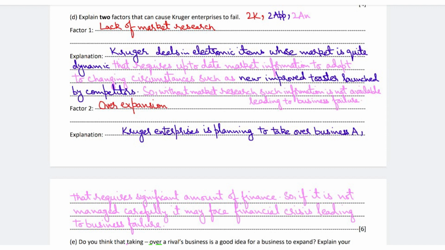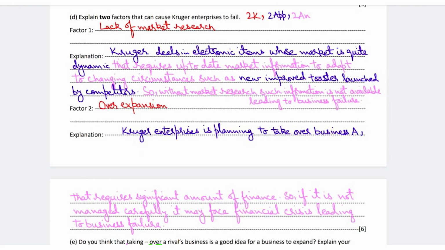Now analysis: that requires up-to-date market information. So I am now explaining it. I'm into analysis, I'm making an argument. That requires up-to-date market information to adapt to changing circumstances, because the market is dynamic. So you need first-hand knowledge about what is happening in the market, what customers desire, what competitors are doing or planning, to adapt to changing circumstances such as a new improved toaster launched by competitors. So I have shown another way to demonstrate application. This is also application, right?